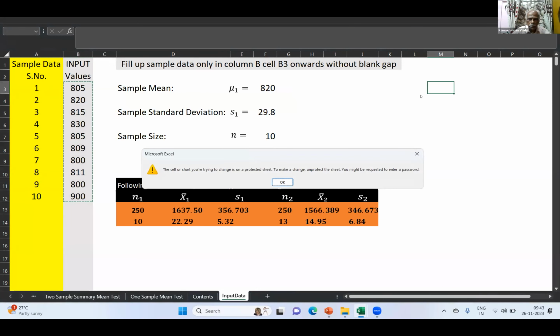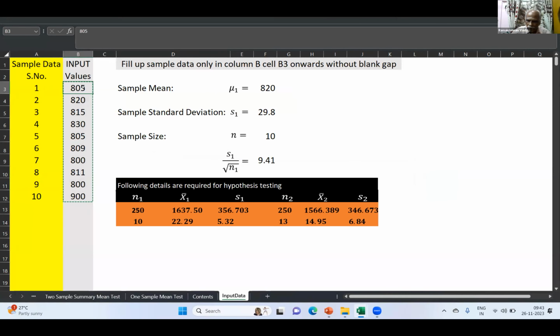Control V. I protected it, right? So I can change here. I'll make it 15, 16, 18, 17, 12, 13, 15, 20, 19, and 8. See here, now you know what is mu1, S1 and N.